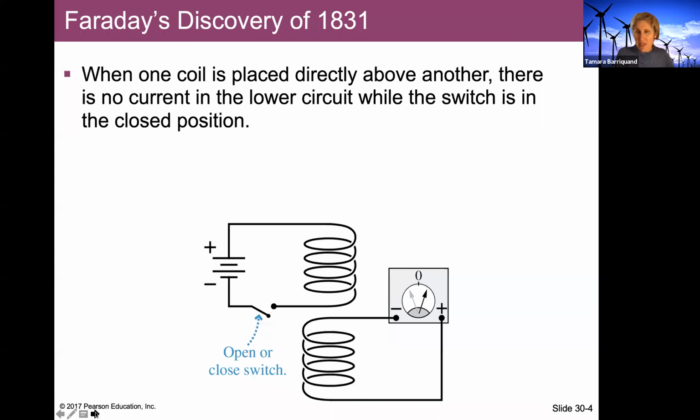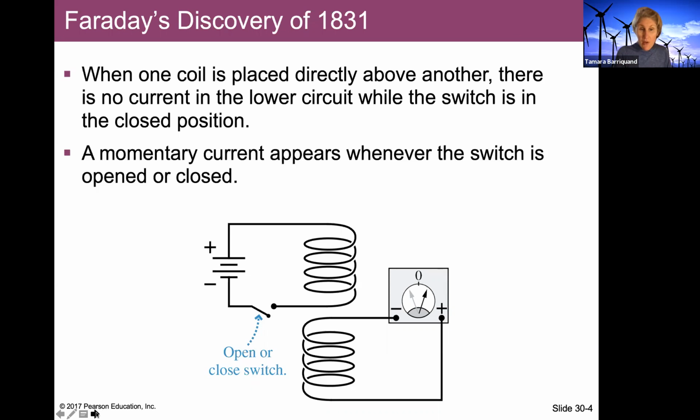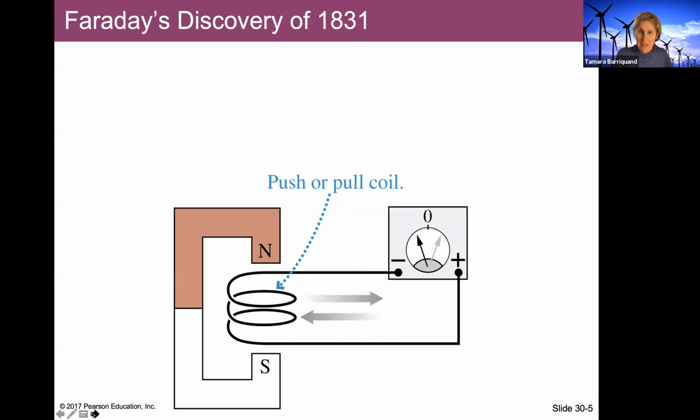So when one coil is placed directly above the other, there is no current in the lower coil while the switch is in the closed position. So when there's current in this upper coil, we know that we can take our right hands and figure out that if there's current, then there is a magnetic field. Even then, there was no current in the lower coil of wires. But a momentary current appears whenever the switch is opened or closed. So just opening and closing it, right at that moment, we do get a current.